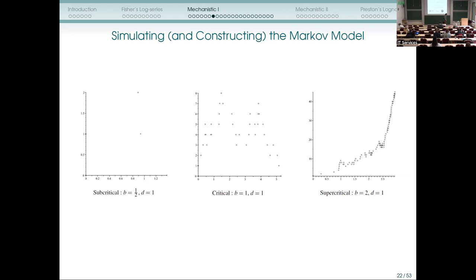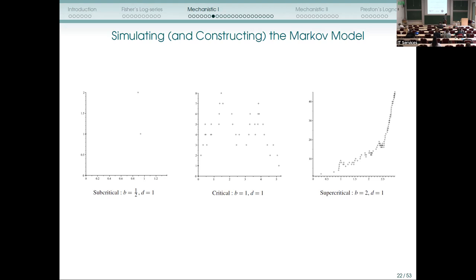And then the third one, I took the birth rate to be twice the death rate. Shocking to nobody, I'm sure, in the room, I got exponential population growth. I basically stopped it as soon as I had 100 things happen. At 100 events, I had a population of 45, in under 3 time steps. So I kind of just stopped it there.